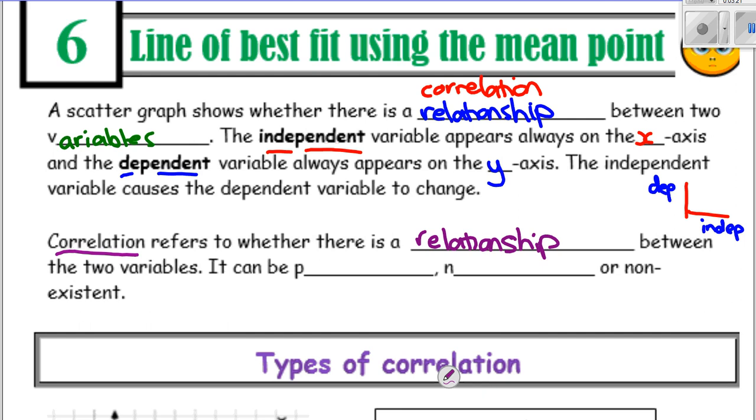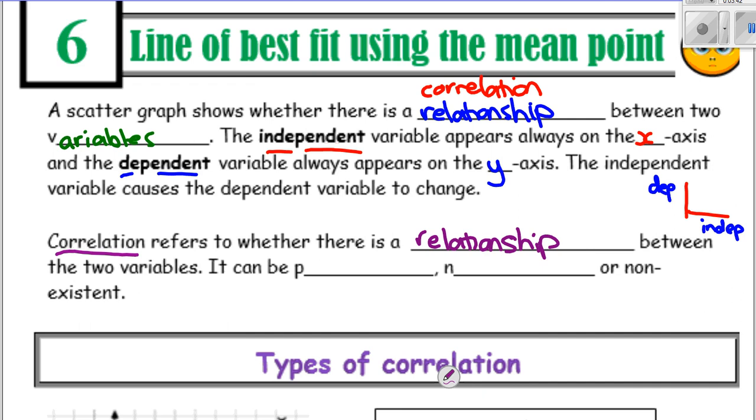Correlation tests whether or not there is a relationship. Whereas if you did a science experiment on the change in temperature with time as you heat a fluid, then of course there is a correlation between those two variables, because it makes sense. So correlation refers to whether or not there is a relationship between the two variables.